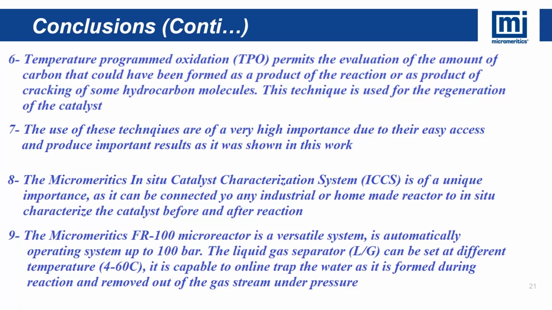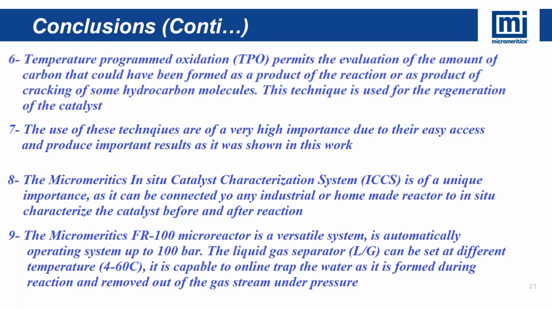Remember, as we have seen before, that the Sabatier reaction produces too much water. So we have to trap the water, we have to eliminate the water under high pressure. So the liquid gas separator of the FR100 can remove the water from the stream when we set the system at 4 degrees C. It will condense the water and start removing it under pressure, so we don't have to change the pressure. You can see the water dropping out during the reaction.